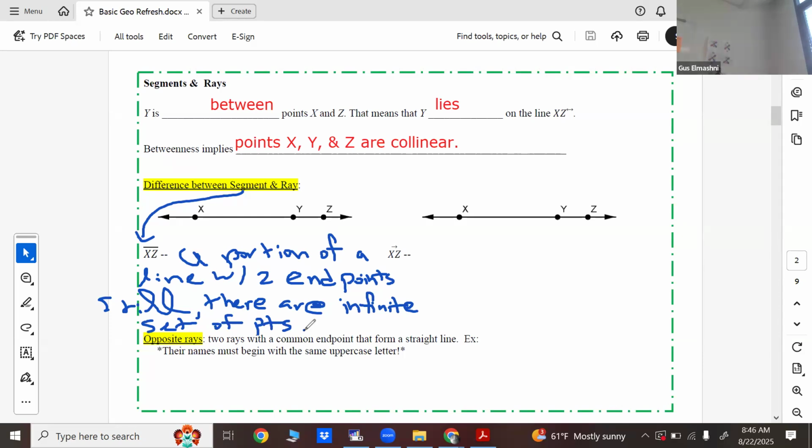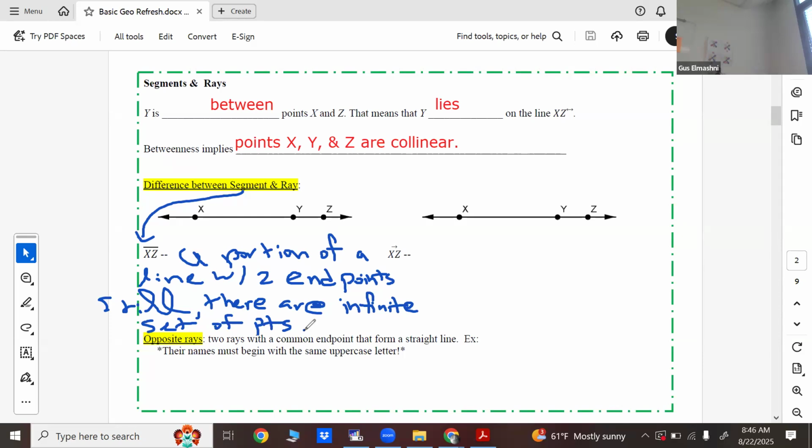So that's clearly a line, right? You see the double arrows. But XZ is a segment. So it's a portion of it. It's like if I cut this out, right? But here's the thing, it doesn't go on forever. There's an end to it. There's a beginning, or there's a left end and right end. It's probably a better way of saying it.